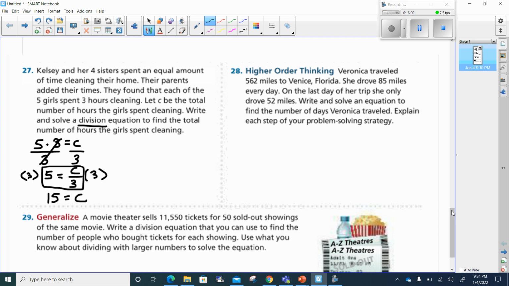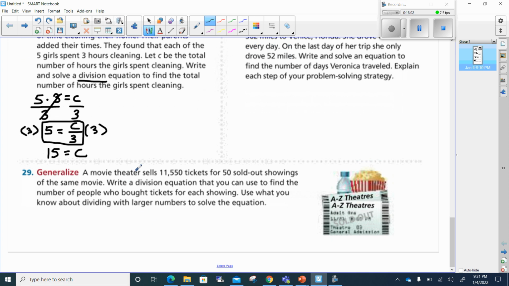All right, number 29. A movie theater sells 11,550 tickets for 50 sold out showings of the same movie. Write a division equation. Again, write a division equation that you can use to find the number of people who bought tickets for each show. Use what you know about division with larger numbers. Well, this would tell me I'm looking for the number of, let's see, use what you know about dividing with large numbers to solve this equation.